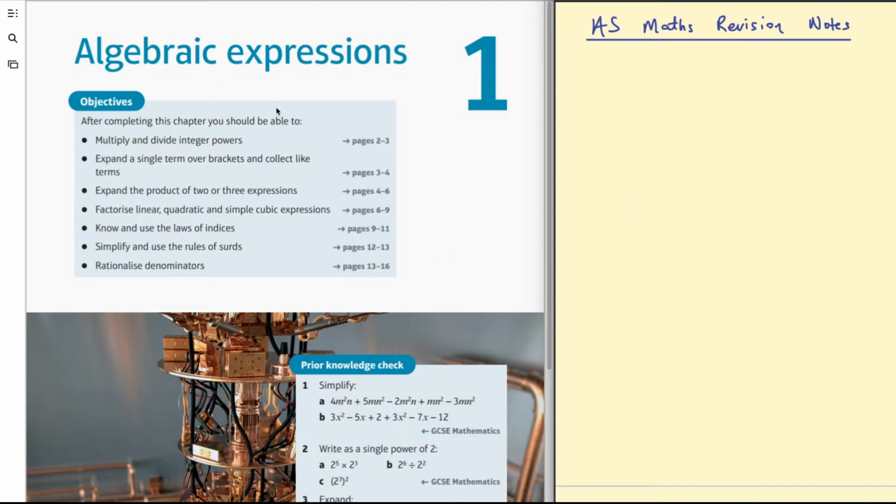Okay, algebraic expressions. It says, after completing this chapter, you should be able to multiply and divide integer powers, expand single term over brackets and collect like terms, expand the product of 2 or 3 expressions, factorize linear, quadratic, and simple cubic expressions. That's actually something new, I believe. I don't think you have to factorize cubic expressions in GCSEs. Know and use the law of indices, simplify and use the rules of surds, and rationalize denominators. Most of that, besides this one, I believe is all GCSE revision.